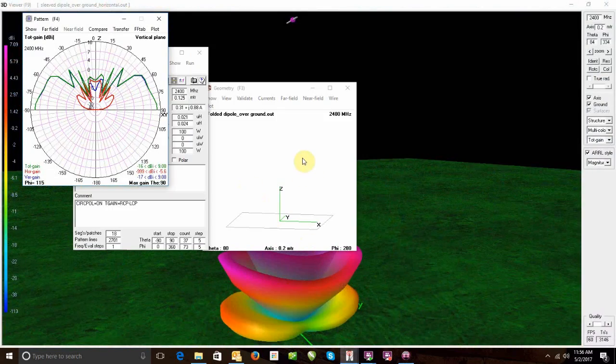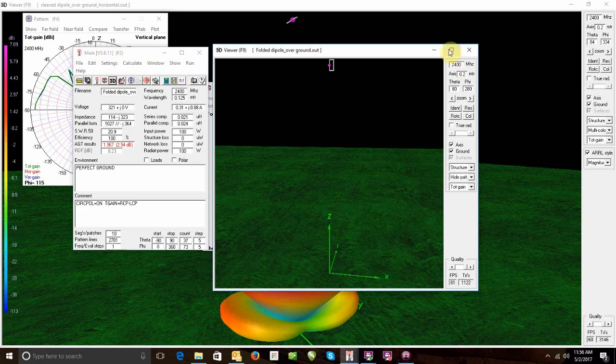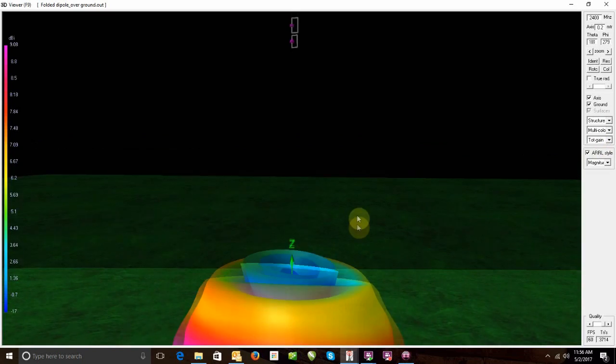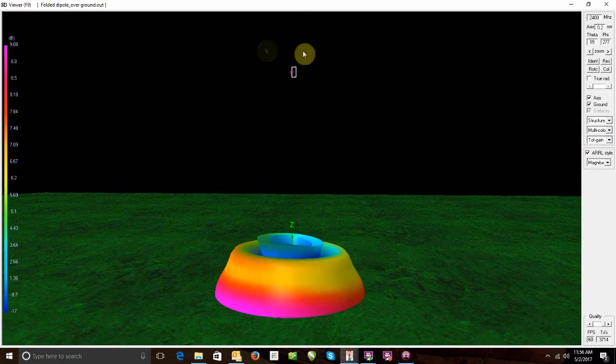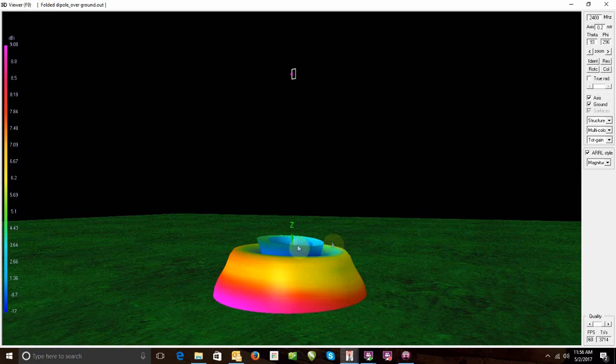And that's what this is right here. Let's go with the 3D. Okay, let's open that up. So this is the folded dipole over ground. This is what I'm actually using on my radio, and this is my radiation plot when I'm standing. As you can see, much more solid, no real problems to worry about.